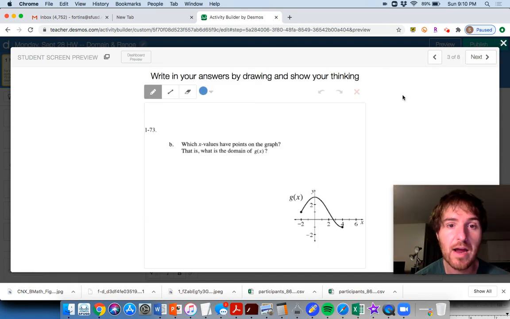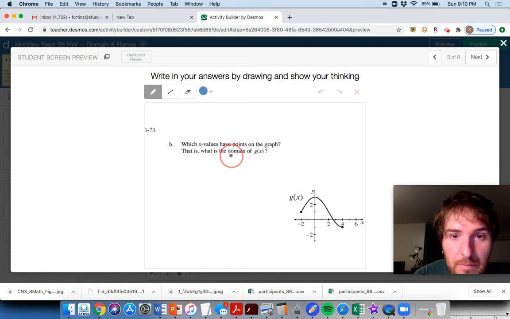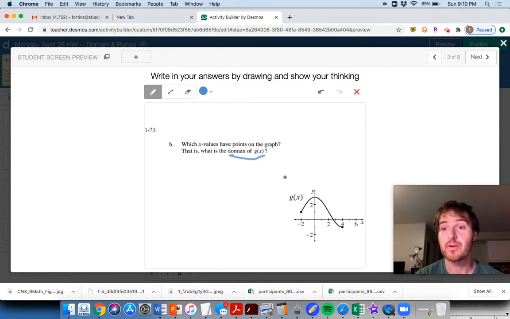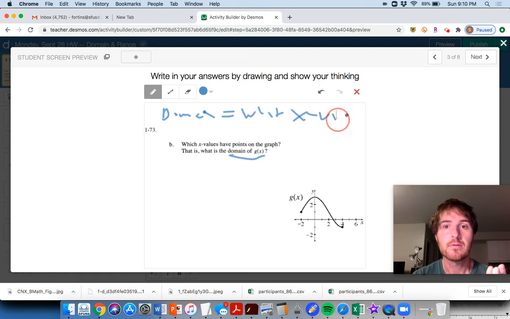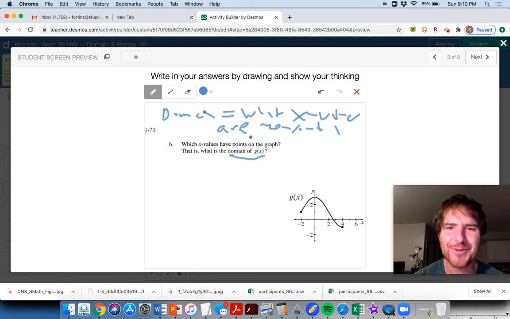Which x values have points in the graph? That is, what is the domain of x? Okay, so let me check this one out right here. And we're actually doing domain here. All right, talking domain of g of x here. So what you should have learned today in class on question 172 is that domain equals what x values are represented. Oh, so messy. Represented or allowed.